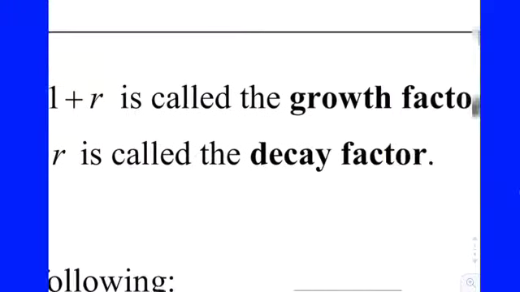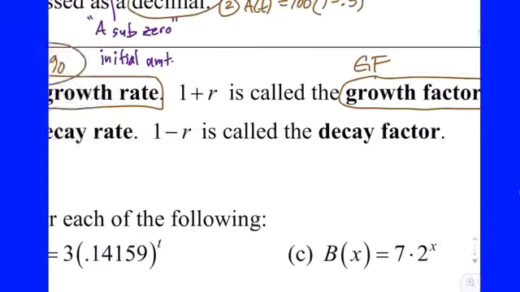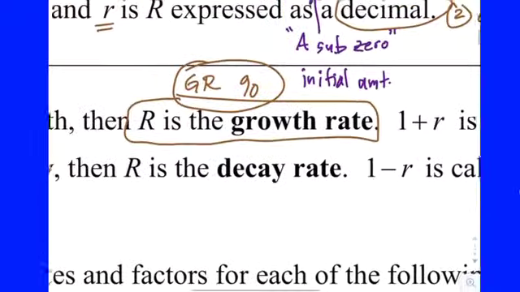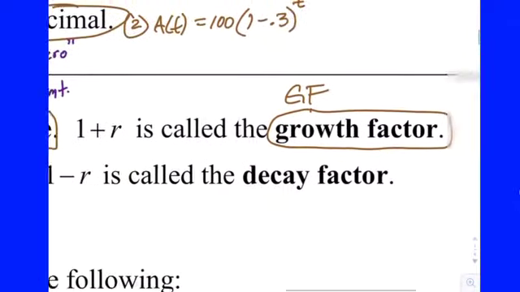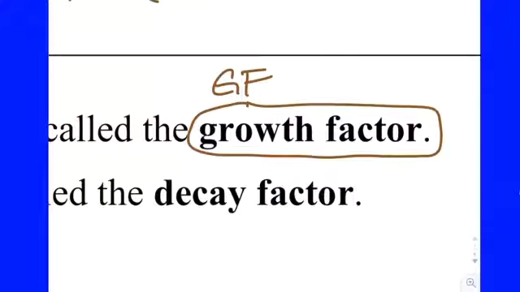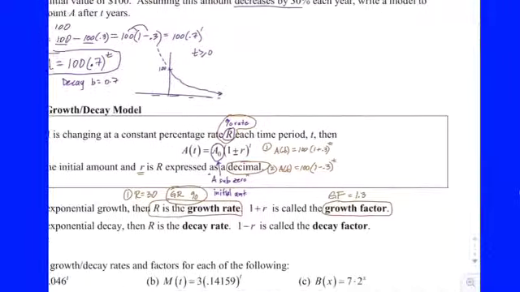1 plus R is called the growth factor. We're going to call that a GF for short. So in example 1, big R was equal to 30. What was the growth factor equal to? Was it just 0.3? It was 1.3. Good. 1.3. So here's an easy way to remember growth factor.